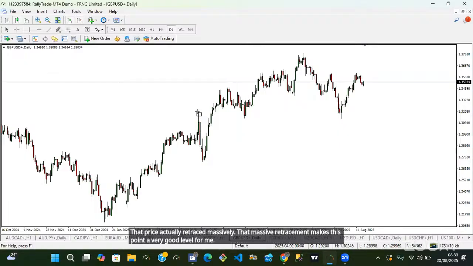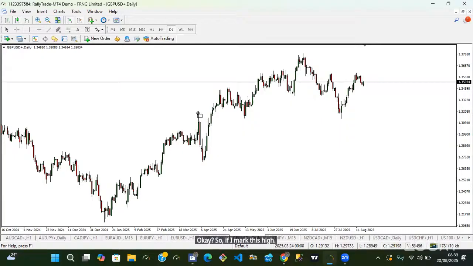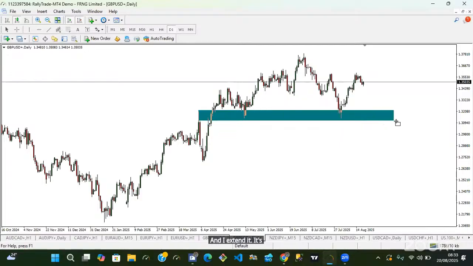Okay, so if I mark this high that was finally broken and I extend it, it's very good because there's a lot of liquidity around those levels. And what price needs to move is liquidity. So once price can grab it, then it's good.